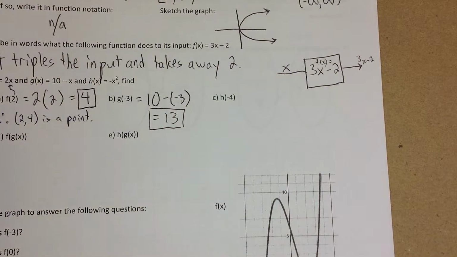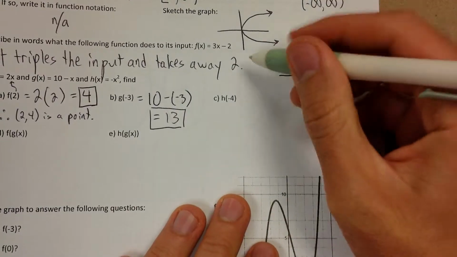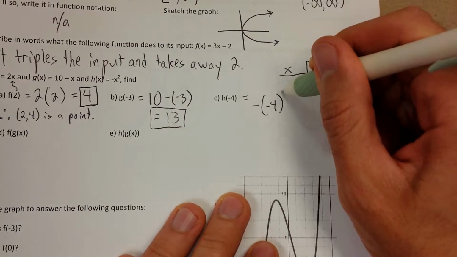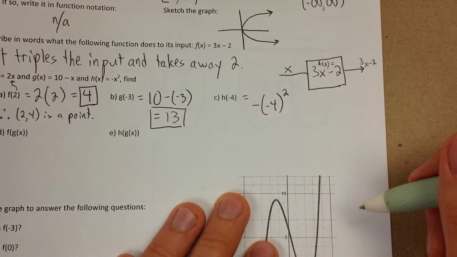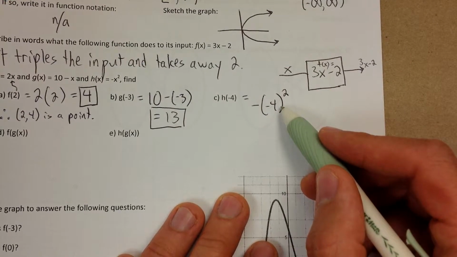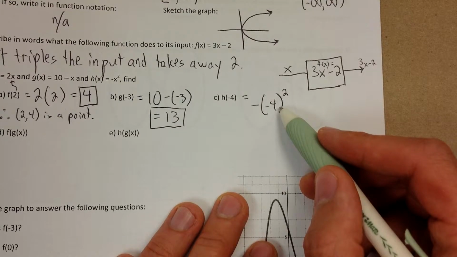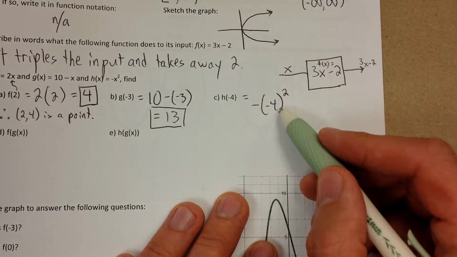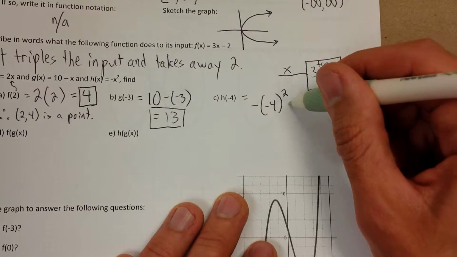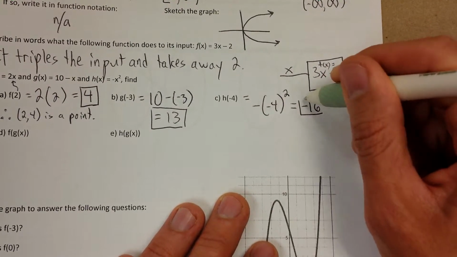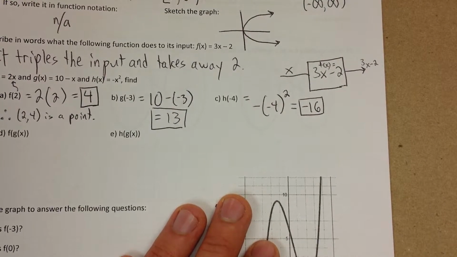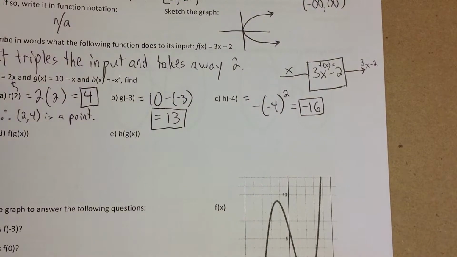Val, please tell me how to find h of negative 4. Yes? Okay. No. So negative 4 as a quantity times negative 4 is what? Positive 16. Okay. Then you have to apply this negative. I said negative 16. Negative 16? I'm sorry. Okay. Any questions on C?